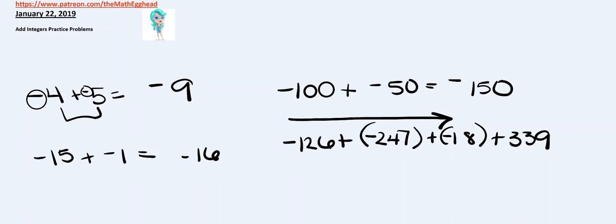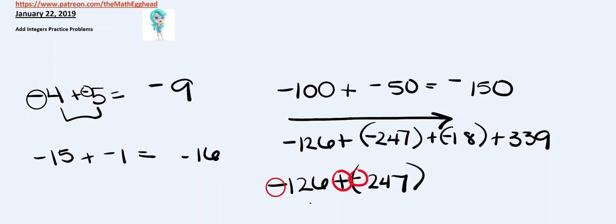All right, guys. So we're just going to go ahead and start with the first part. Negative 126 plus negative 247. Now, what's the two things here that you need to notice? Well, the first thing here is you're adding two integers that have the same sign. So remember the rule with that. When you're adding two integers with the same sign, you add as normal and keep the sign. So 126 plus 247 equals negative 373.